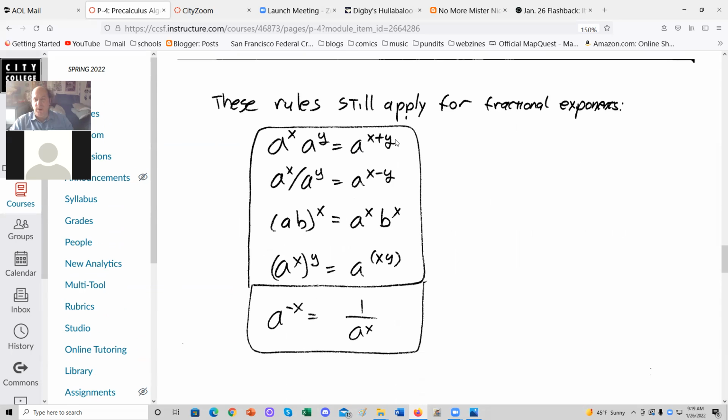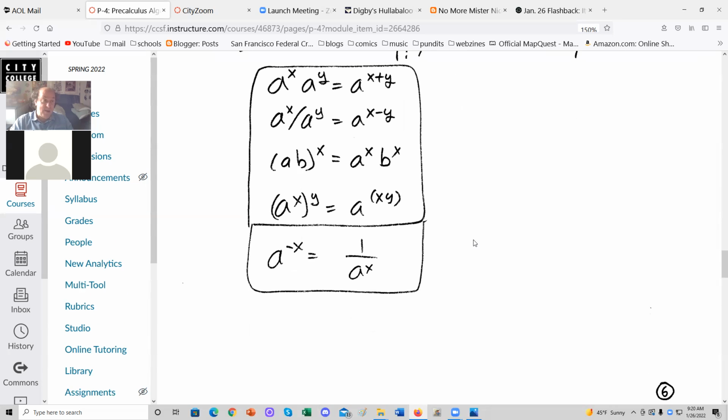Now, the rules I mentioned earlier, the rules for exponents: a product of exponentials is a to the sum. A ratio is a to the difference. A product to a power is a product of powers. A power of a power is a to the product of the powers. And a to the negative x is 1 over a to the x. All these worked for whole number x and y, and they also work for fractional x and y. So these rules apply more generally.